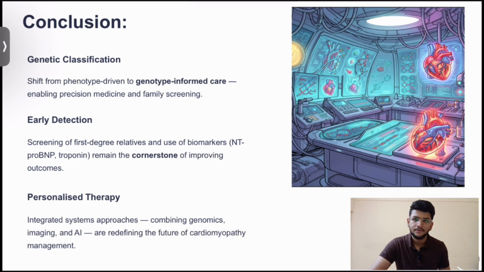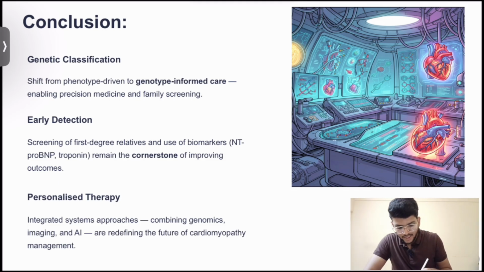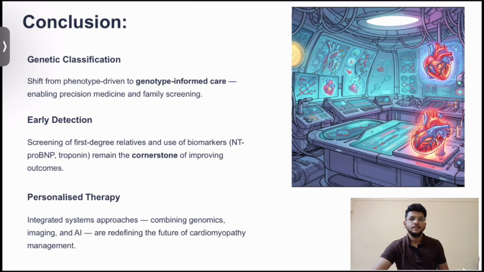Next, the conclusion of today's topic, cardiomyopathy: genetic classification shifts care from phenotype driven to genotype informed, enabling precision medicine and family screening. Genetic classification can help us to treat the cardiomyopathy. Early detection will help us to treat the patient.